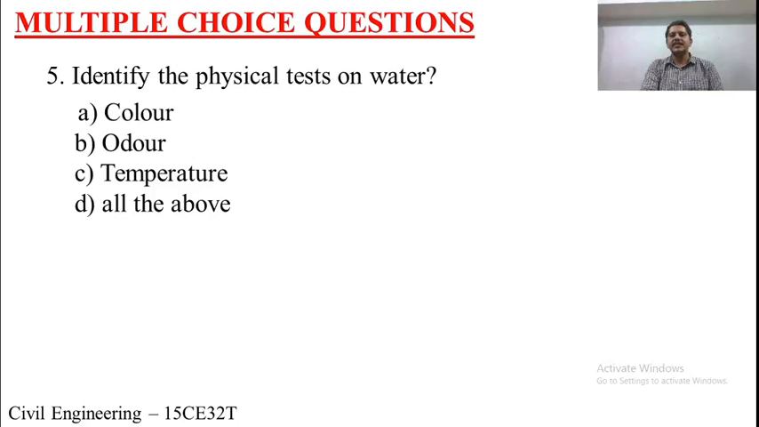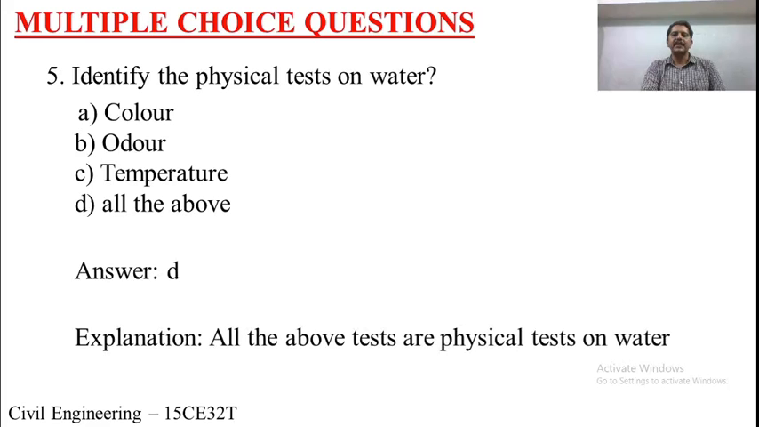Identify the physical tests on water. What are the physical tests that are conducted on the water? Color, odor, temperature, all the above. So the answer is D. All the above are the physical tests that are conducted on the water.